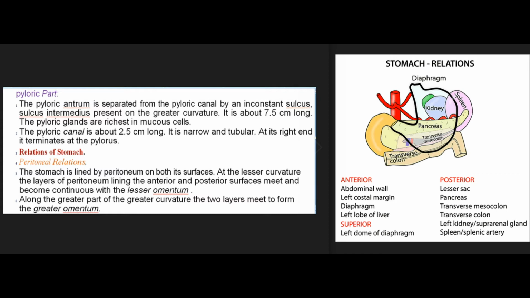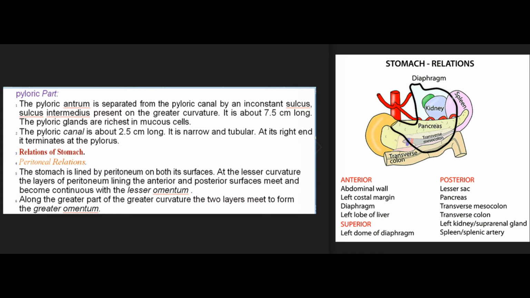Relations of stomach. Peritoneal relations. The stomach is lined by peritoneum on both its surfaces. At the lesser curvature the layers of peritoneum lining the anterior and posterior surfaces meet and become continuous with the lesser omentum.